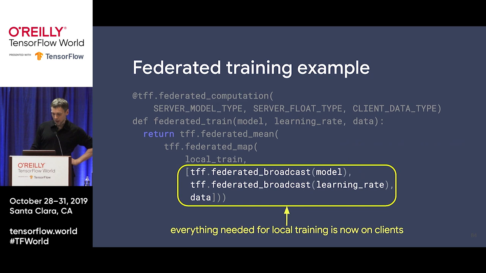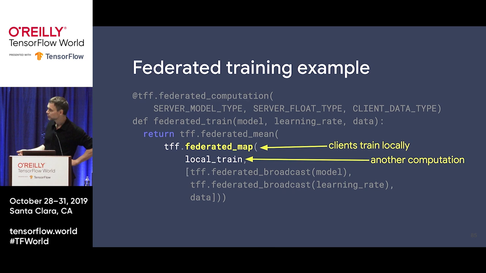Now that the clients have everything, model, learning rate, and their own slice of data, they can perform the client-side training. And likewise, like in the previous example, we use the federated map operator for that. And the local training function would be another computation, presumably implemented in TensorFlow, that I won't show. It would look as it always does.